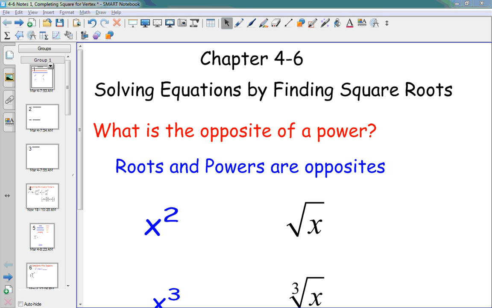Chapter 4-6, the whole point of today's lesson is being able to complete the square, to be able to make two terms into something that can be factored into the same parenthesis. Okay? Solving equations by finding square roots. What is the opposite of power? The opposite of power is going to be roots. Roots and powers are opposites of each other.